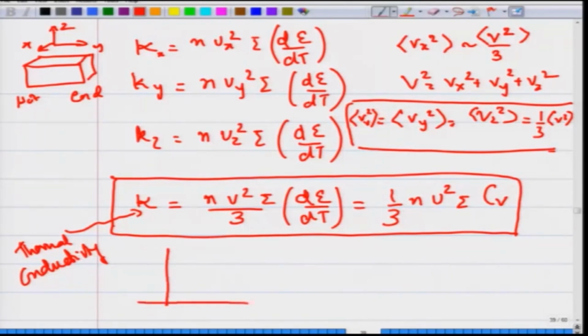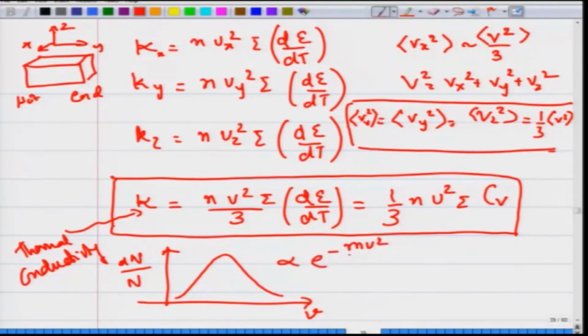we know that the electrons are supposed to have a Maxwellian type distribution. The probability distribution of the electrons, if dn is the number of electrons between v and v plus dv, and if v is the speed of the electrons, then they have a Maxwellian type distribution where the distribution is proportional to e raised to minus mv square divided by kBT, roughly. This is the form of the distribution.